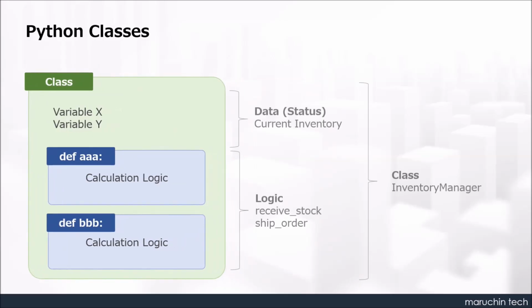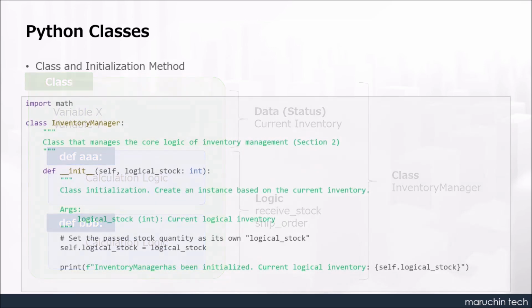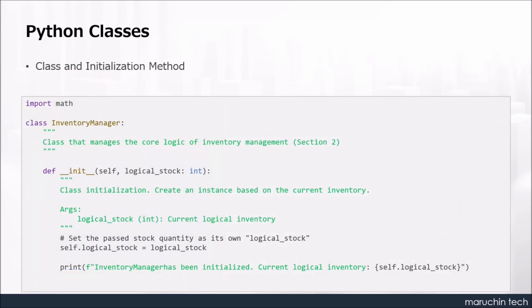In this section, we will use a class named Inventory Manager. Inventory Manager encapsulates the current inventory count and the inventory movement logic. This organizes code with similar functionality, making it easier to test and reuse. I apologize if the text is a bit small, but let me introduce the actual code we will create.